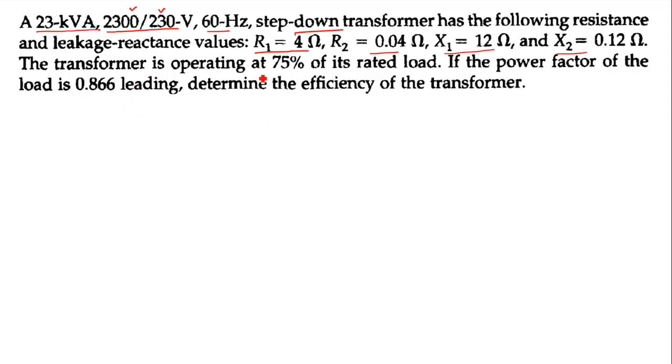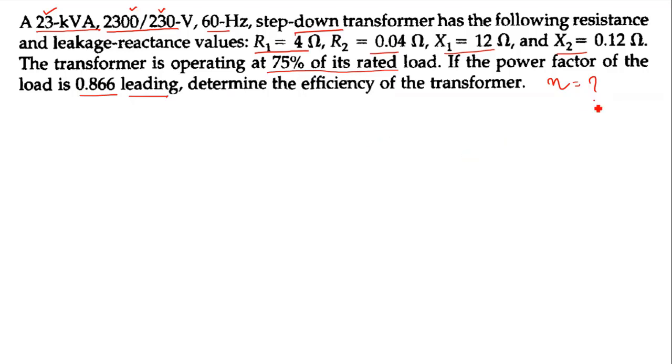So the transformer is operating at 75% of its rated load. What is the rated load? Rated load is 23 kVA. And it is operating at 75% of the rated load, that means 0.75 into 23 kVA, right? And the power factor of the load is 0.866, leading. That means there is a capacitive load. Determine the efficiency of the transformer.